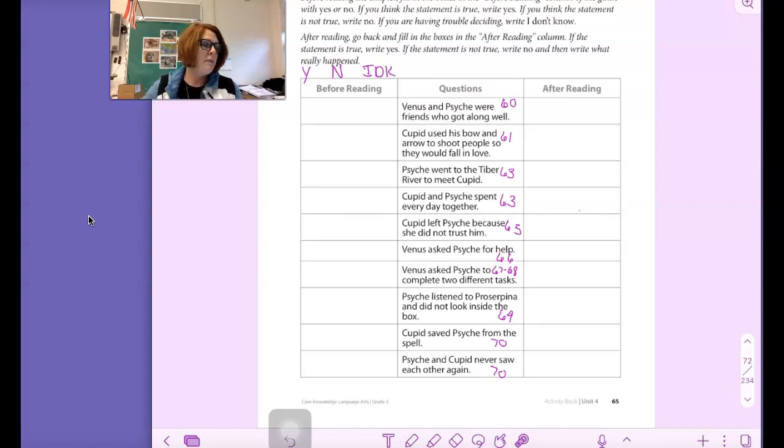So go ahead and open up your reader to chapter 7. Now we're going to read to find out if these statements are in fact true. If they are, in the after reading, we're going to write the word yes. If they're not true, we're going to write no, and we're going to correct them to make them true. So I gave you page numbers for when we're supposed to listen for these ideas. So we're going to start on page 60, and we're listening to find out if Venus and Psyche were friends who got along well.